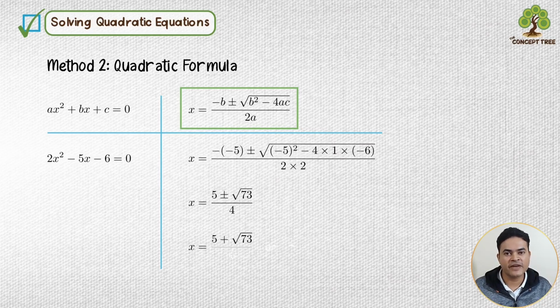So the two values of x we get are (5 plus square root of 73) whole upon 4, or (5 minus square root of 73) whole upon 4. That is the solution to this quadratic equation. Note that the values of x that we got are irrational numbers.